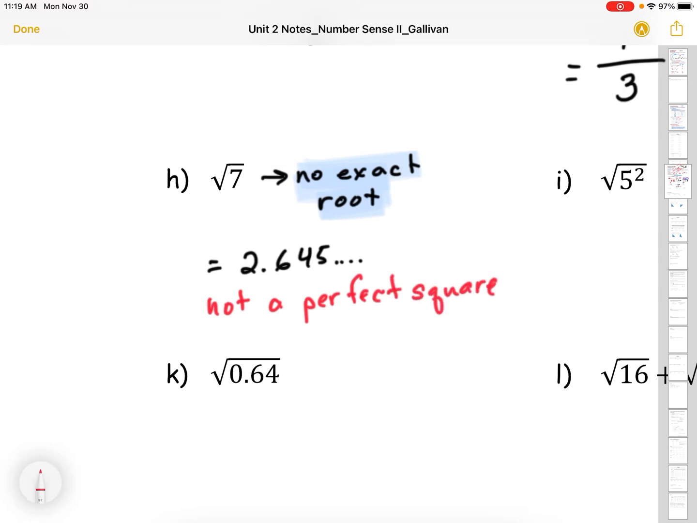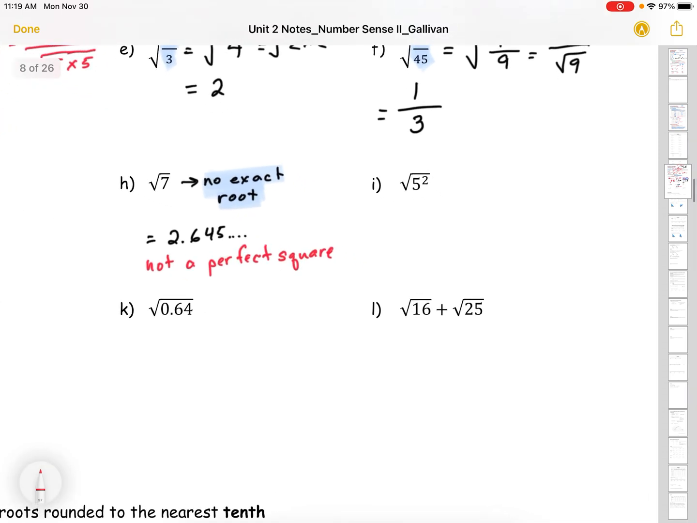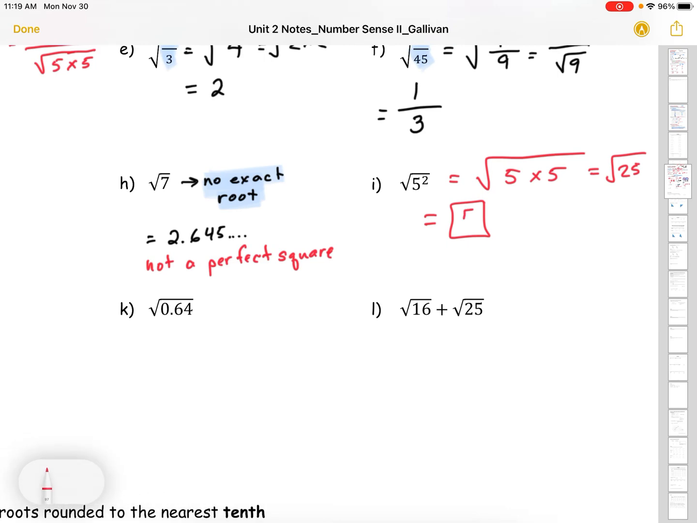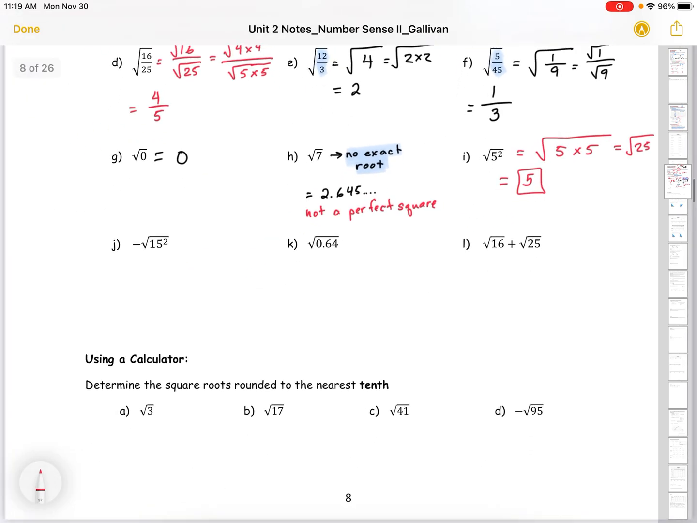Okay, alrighty. Square root of 5 squared. Well, that's the same as 5 times 5, which we could write as 25. So that would be 5 as my perfect square. And I don't like the way that 5 looks, so I'm going to rewrite it because I roll that way.